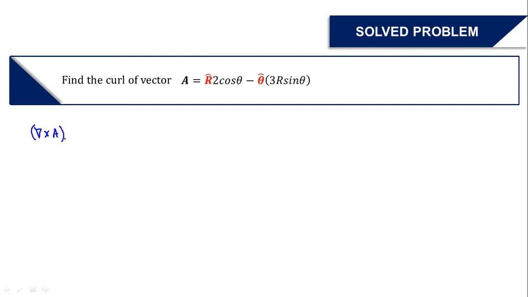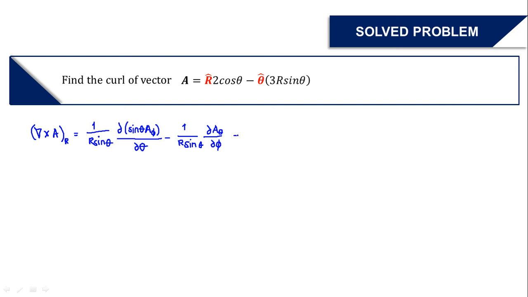siguro sa R, isa-isahin na lang natin. Dun sa R component is equal to 1 over r sine of theta times the partial derivative ng sine theta A sub phi with respect to theta, minus 1 over r sine of theta ulit times the partial derivative naman ng A sub theta with respect to phi.